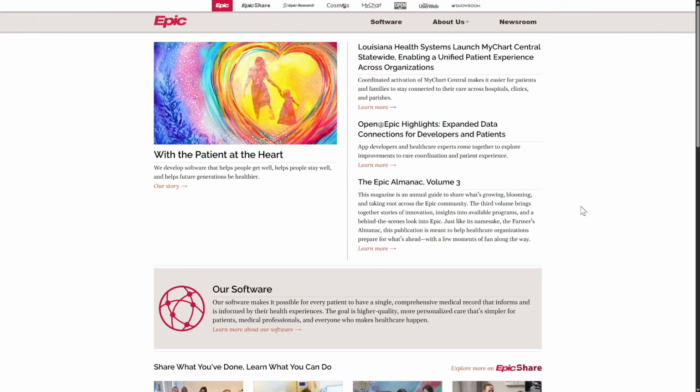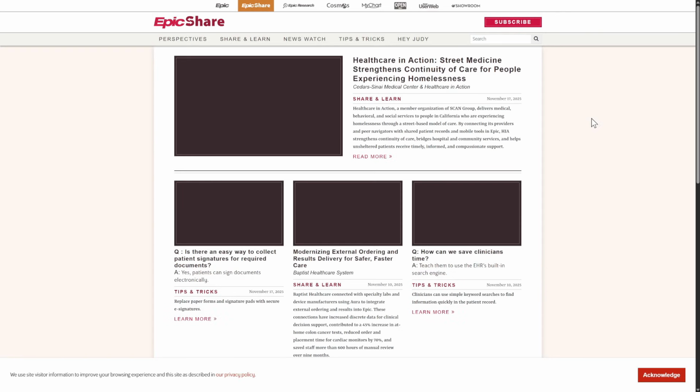Once the website loads, you will notice several sections that organize Epic's major tools and services. Each section represents a core part of the Epic ecosystem and helps users interact with clinical data, research platforms, patient portals, and interoperability tools. The first section you will see is EpicShare.